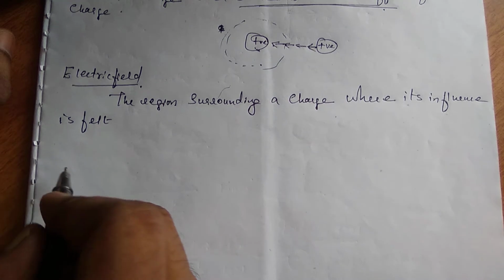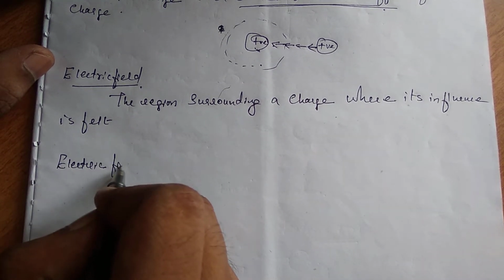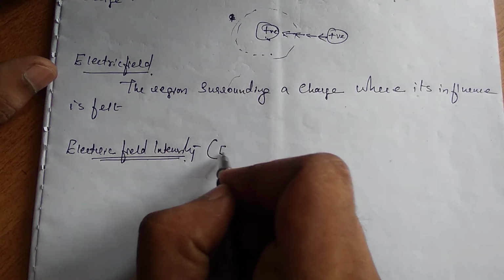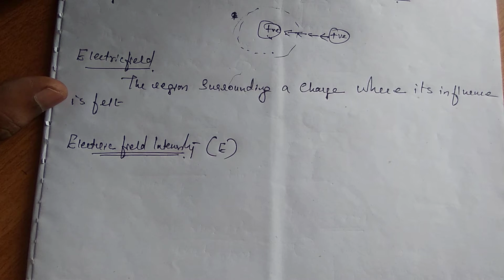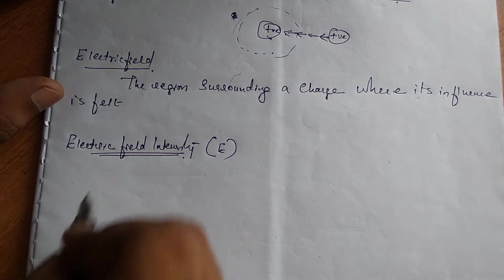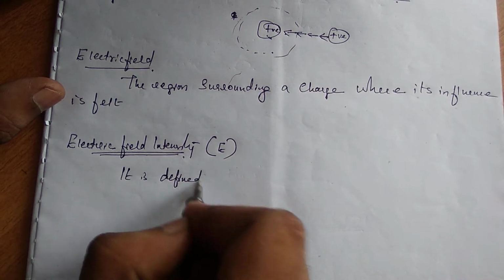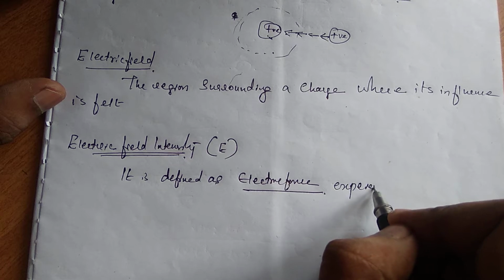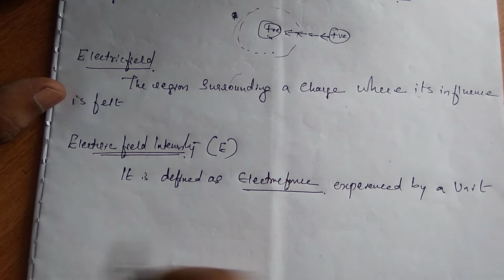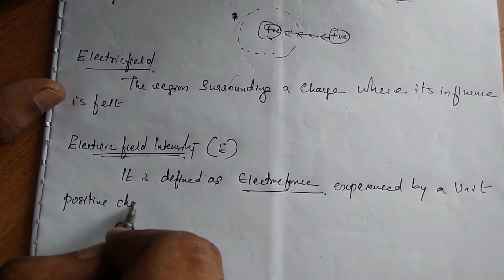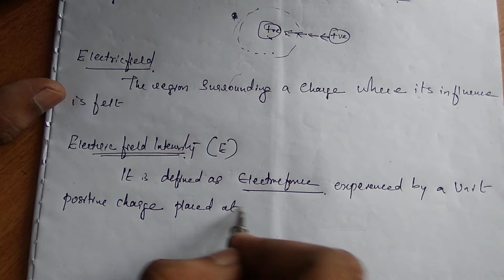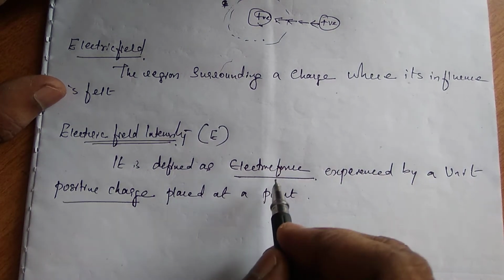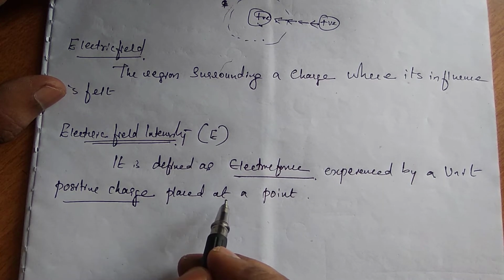Next definition, electric field intensity, denoted by capital E. It is defined as electric force experienced by a unit positive charge placed at a point.